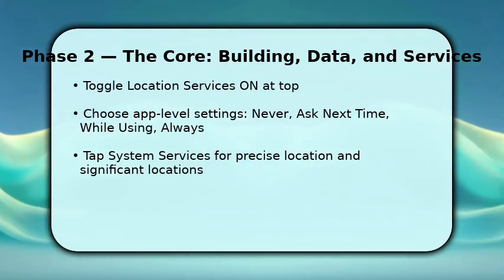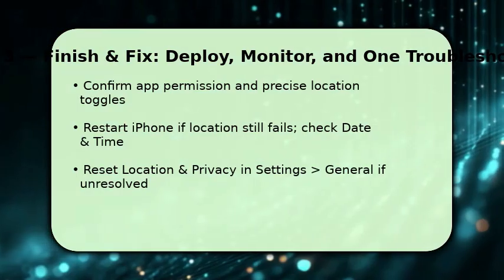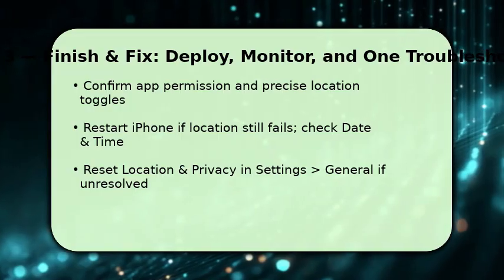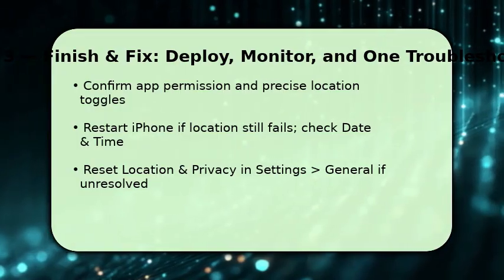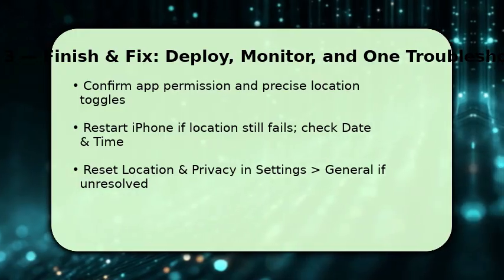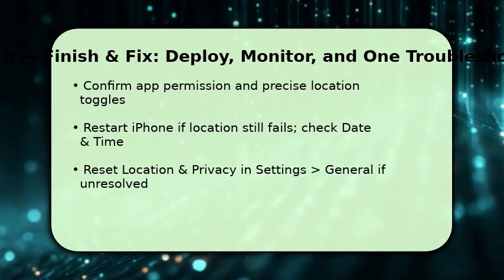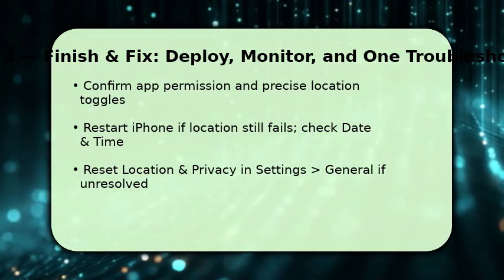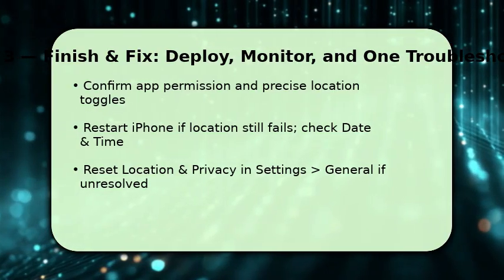Finish by reopening any app that needs location and confirm it shows the expected permission prompt. Enable precise location if accuracy matters. If an app still can't find you, restart your iPhone and verify date and time are set automatically, because incorrect time can break location services.